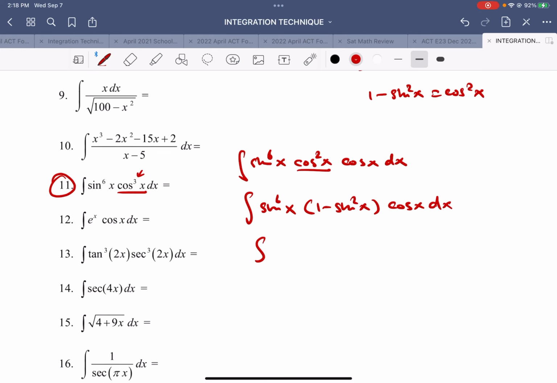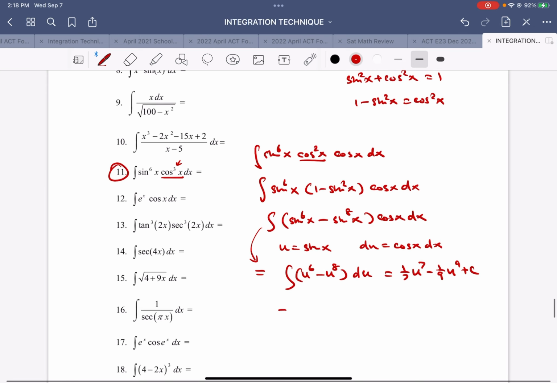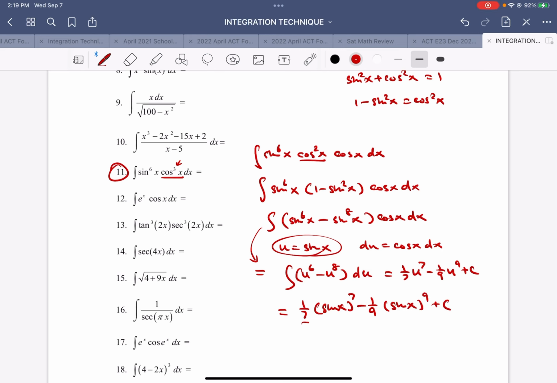When you multiply it out and distribute, then sine 6x minus sine 8x, you add the powers, and cosine x dx. So let's say u equals sine x. Then du is cosine x dx. So then it will be u to the 6 minus u to the 8, and then du. So 1 over 7 u to the 7 minus 1 over 9 u to the 9 plus c. Now you substitute back. My u was sine x. So 1 over 7 sine x to the 7, or sine 7x, same thing, minus 1 over 9 sine x to the 9 plus c. So that's your final answer. That's how you're going to do it.